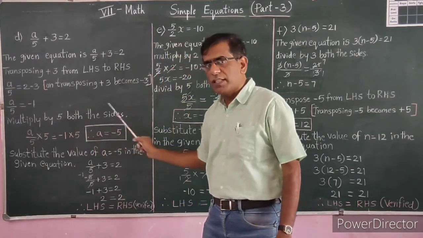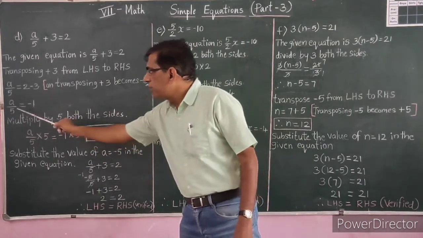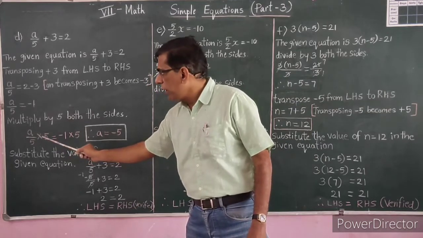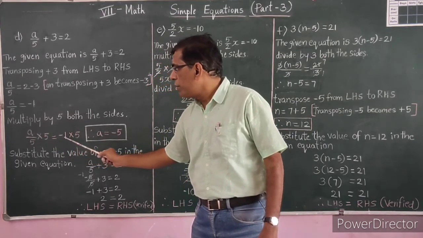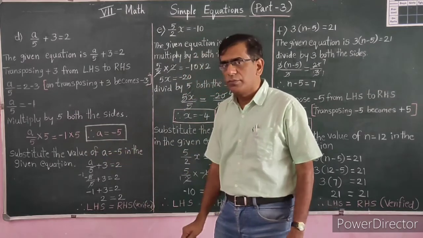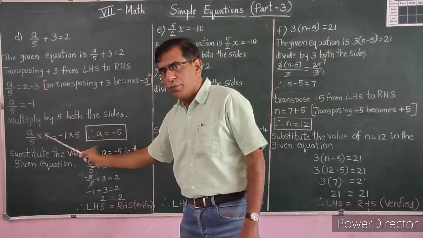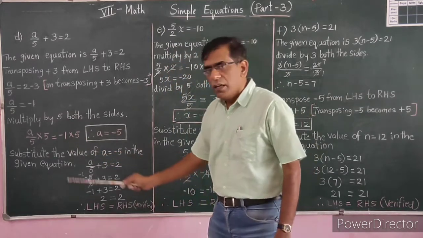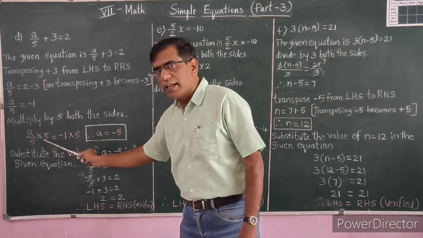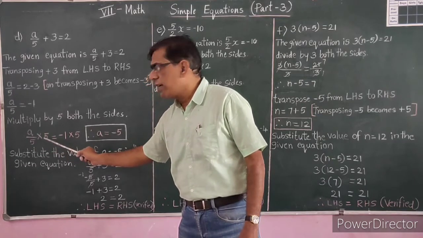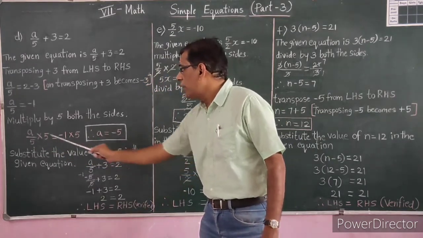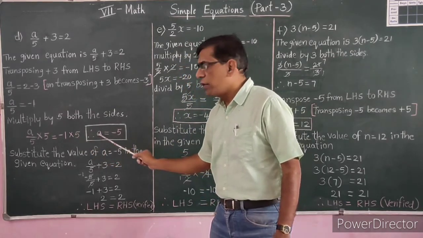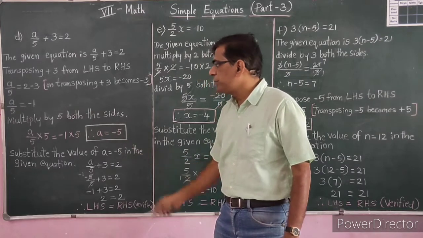Multiply by 5 both the sides, left side and right side. A by 5 into 5 is equal to minus 1 into 5. Here, this 5 and this 5 get cancelled. Therefore, A is equal to minus 1 into 5, which is minus 5. The value of A is minus 5.